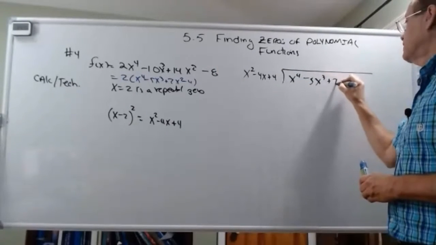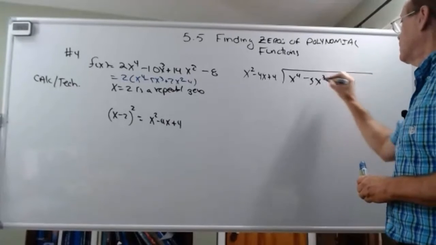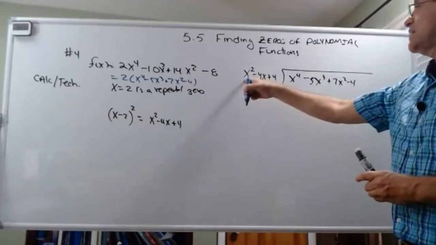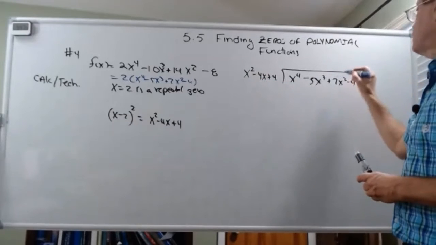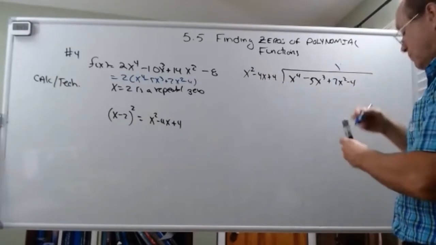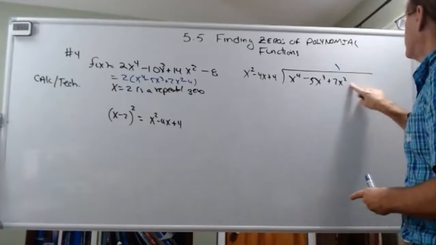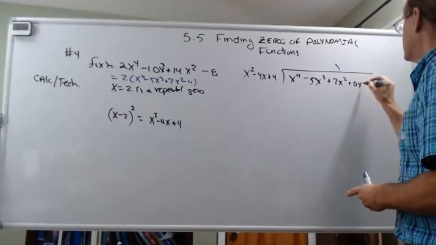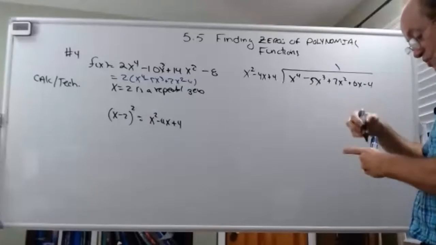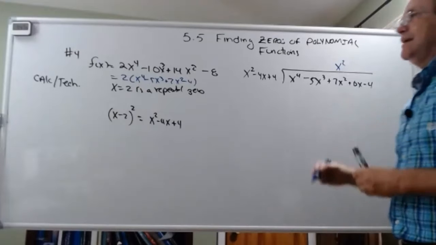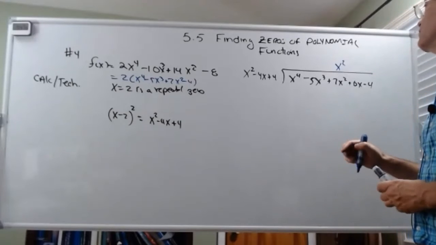Okay, let's go through the process. What do I multiply x squared by to get x to the 4th? Well, I multiply that by x squared. Let me put it like this too, like I've been doing. I'm going to put plus 0x minus 4. Put in the missing term over here so we don't get messed up when we're trying to subtract an x term from a constant term.